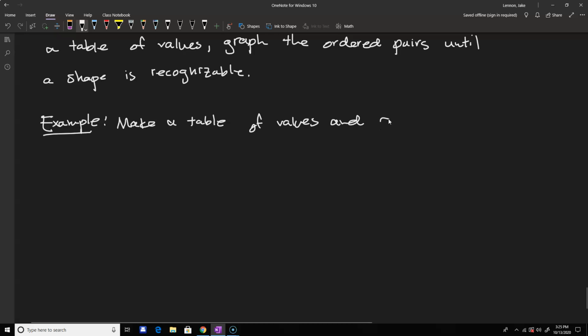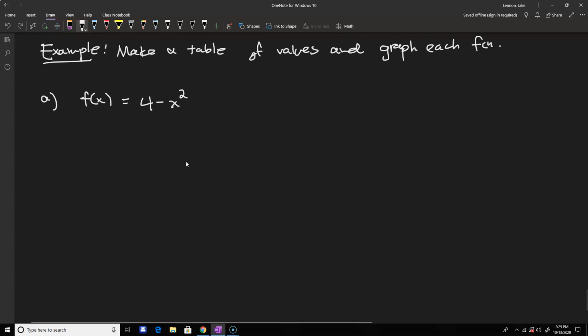And graph each function. So we'll just do maybe 2 examples and call it a day. Let's say we have f of x is, I don't know, let's say 4 minus x squared. Okay, so what we do is we have our x and our f of x that we plug it into, and f of x is really just giving us the y value on the graph.